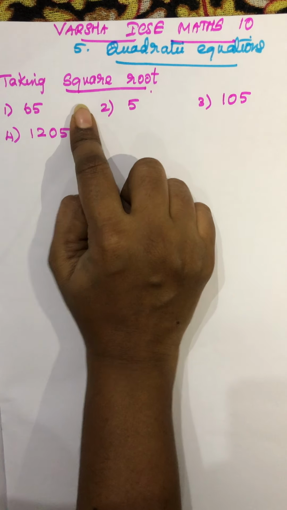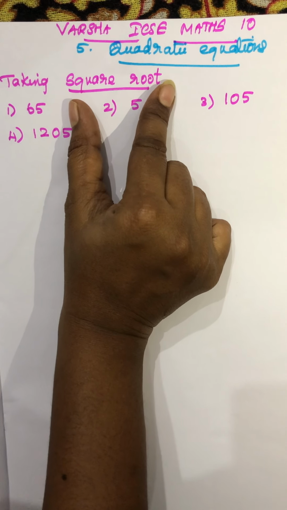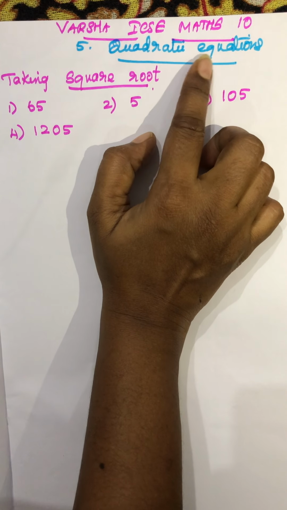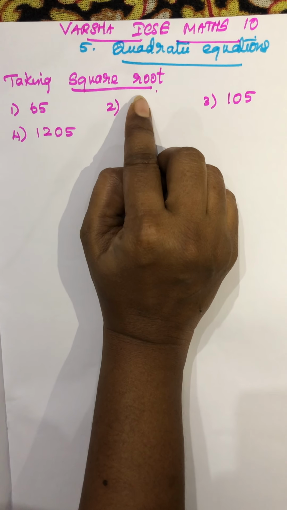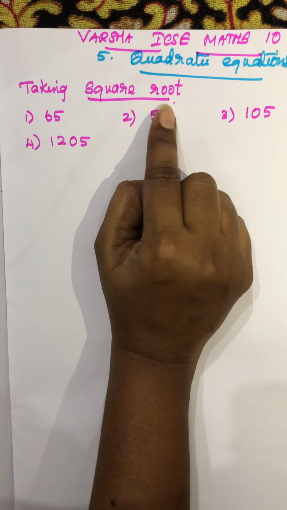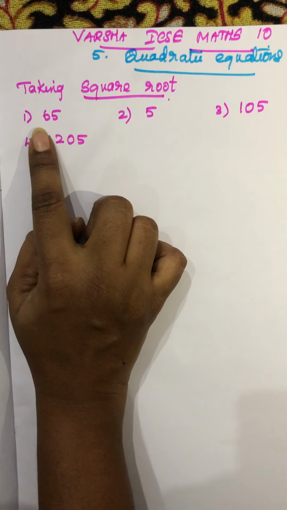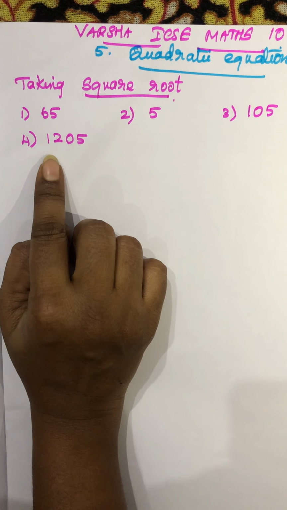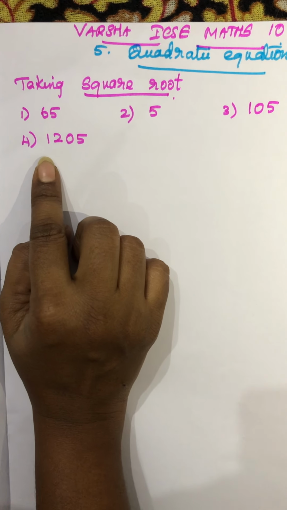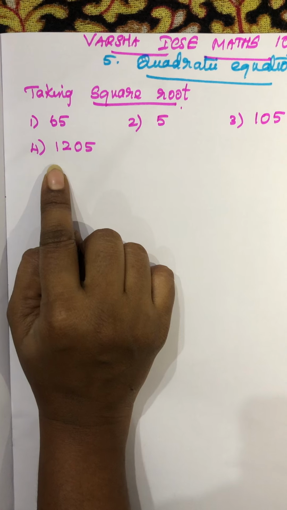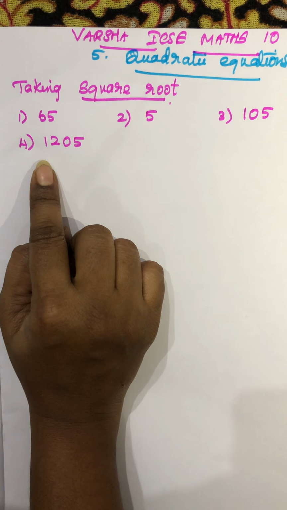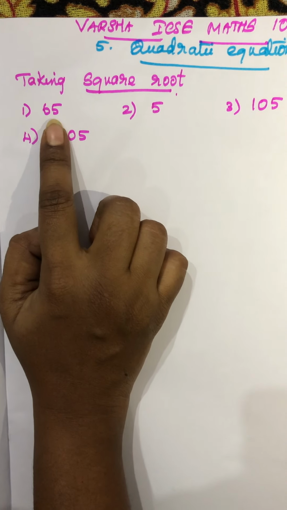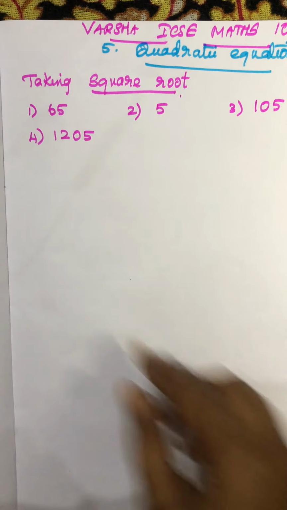So in this video, you will learn how to take the square root in quadratic equations. In a quadratic equation you have to take a square root because you have to find the exact decimal value of x. By the end of this video you will definitely understand how to take the square root of a number that is not a perfect square, isn't it students?